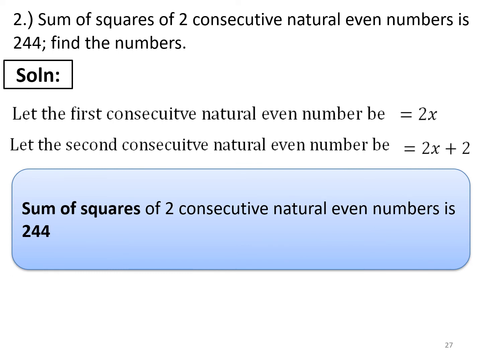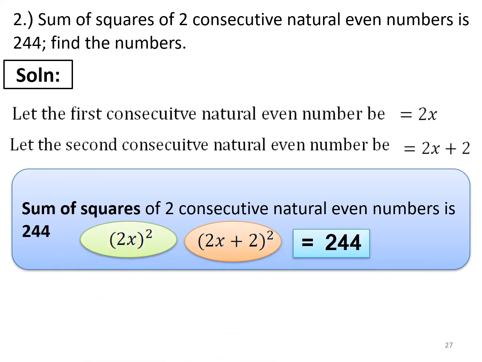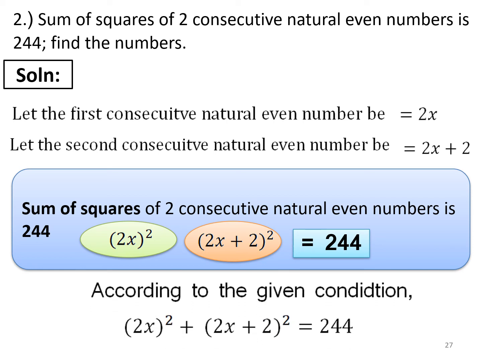Consecutive means the next number. Since it is an even number, we are adding plus 2. Now, what is the condition given here? Sum of the squares. So, when they are saying the squares, it will become (2x) squared and (2x plus 2) the whole square is equal to 244. They have mentioned sum, that means addition. So, according to the given condition, we will get (2x) squared plus (2x plus 2) the whole squared is equal to 244. So this is your given condition according to the question.